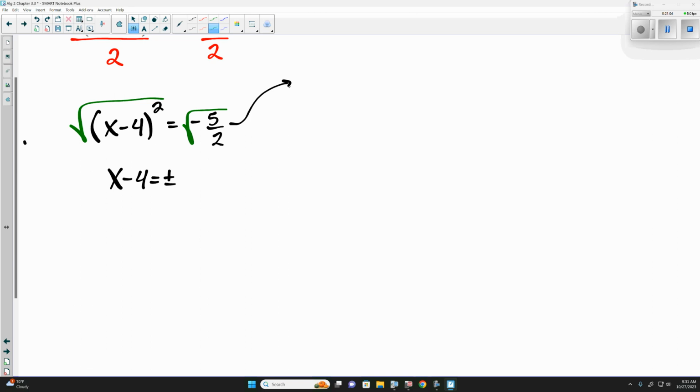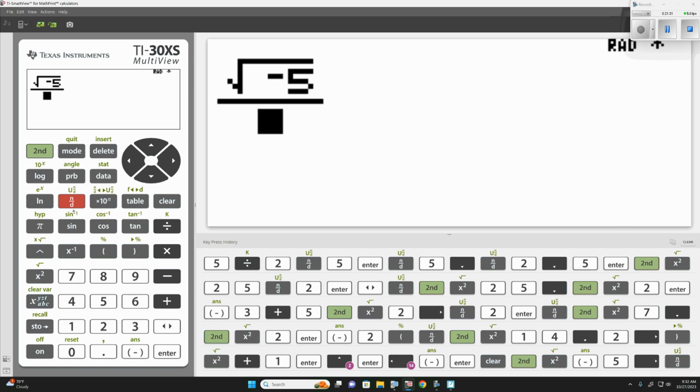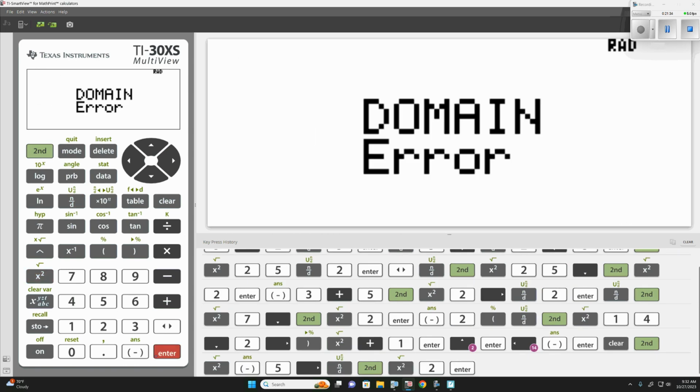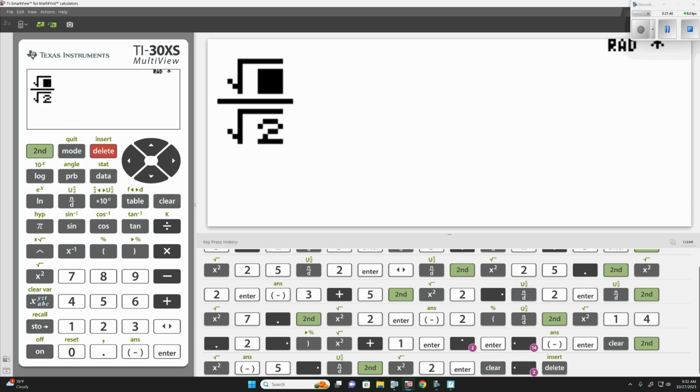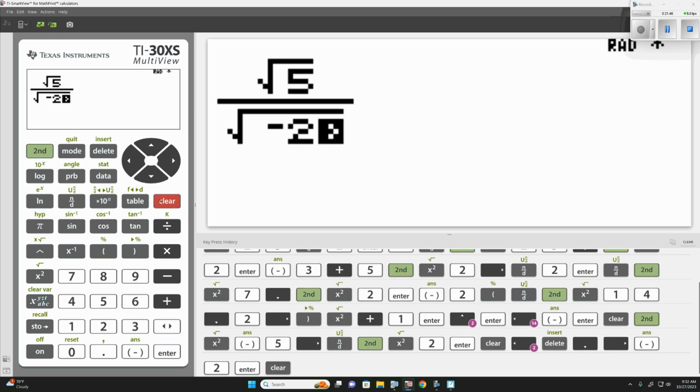Now when we plug this into the calculator, because I can plug it in one of two ways. We can use the negative on top, or we can put the negative on bottom. I'm just going to do the top way. Square root of negative 5 over square root of 2 is domain error. Okay. Well, I'm going to try the other way. Domain error.